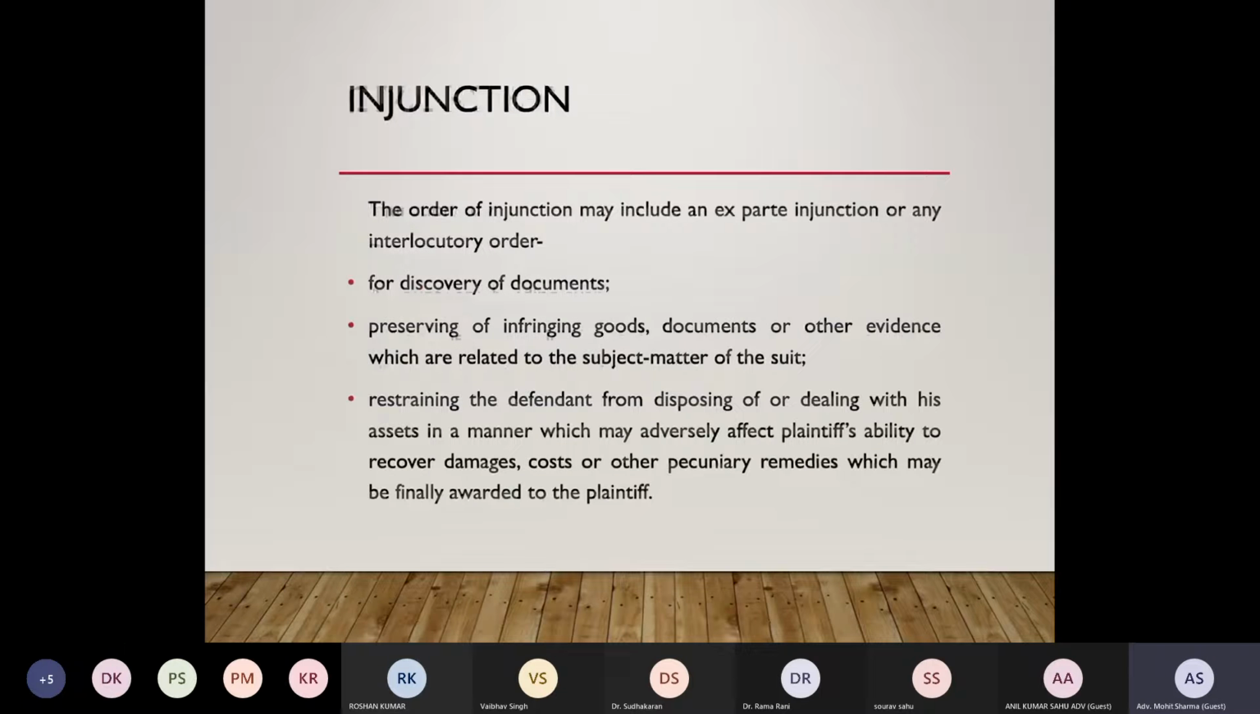Now, as we discussed earlier, we can seek a remedy of injunction. So we have to discuss what an injunction is. The injunction can be granted ex parte or bi parte, or any interlocutory order with the injunction can be given, like discovery of documents, preserving of infringing goods, documents, or other evidence related to the subject matter of the suit. Or the court can restrain the defendants, infringers or counterfeiters from disposing of or dealing with the assets for the purpose of damages, the rendition of accounts, or punitive damages.